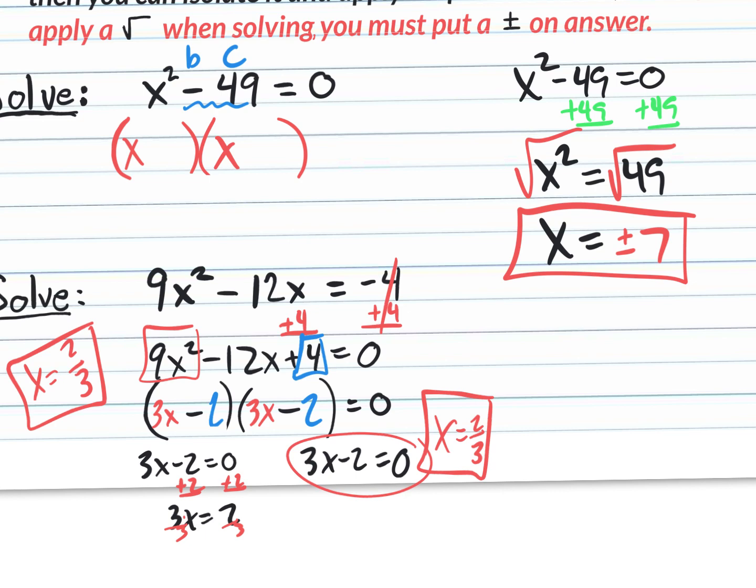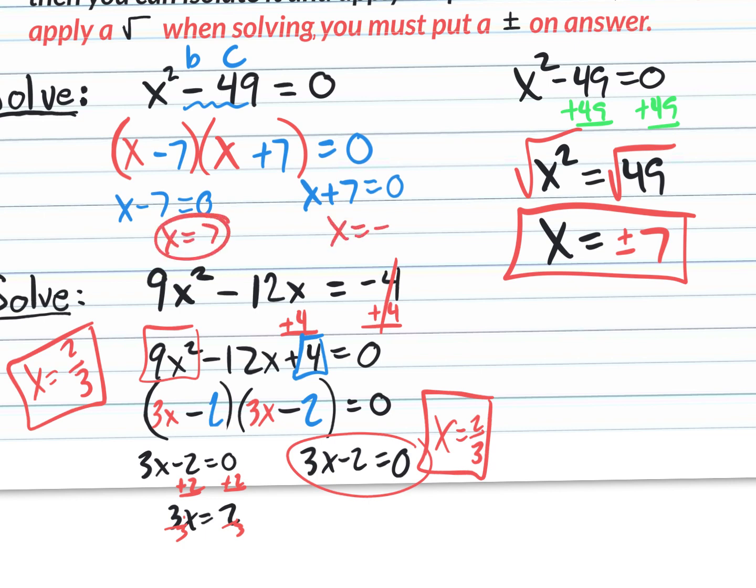So when you think what times what is negative 49, that combines together to give you nothing, that will be a negative 7 and a positive 7. And if you were to split those guys, x minus 7 equals 0, x plus 7 equals 0, then you're going to get your two answers, x equals positive 7 and x equals negative 7, which is the same thing as over here, just different notation. The plus or minus really does mean positive 7 and negative 7. And those are your answers.